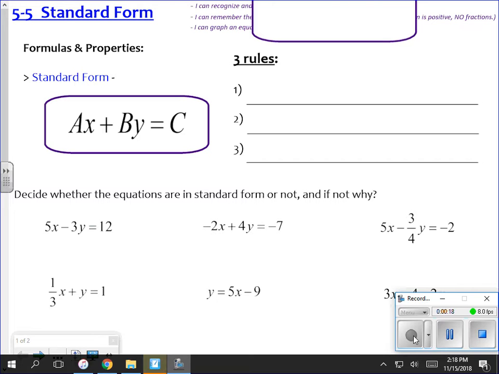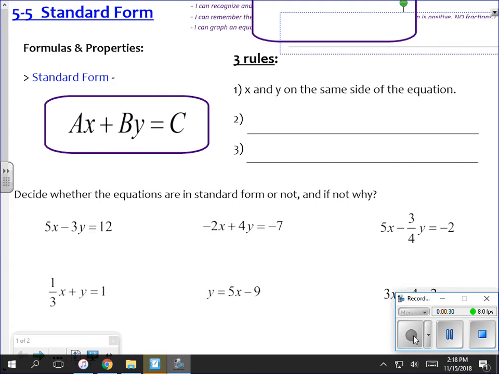Ax plus By equals C. It must be in this form. There are three rules. First one, x and y are on the same side of the equation. It's x, y equals number. If it's not x, y equals number, it's not standard form.